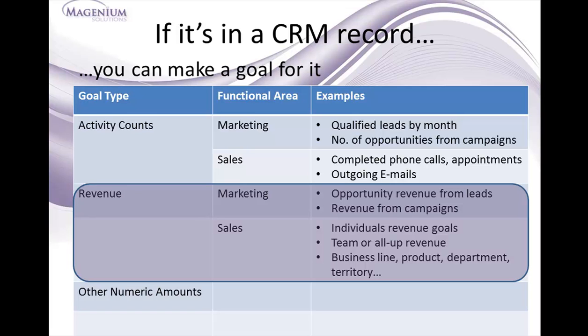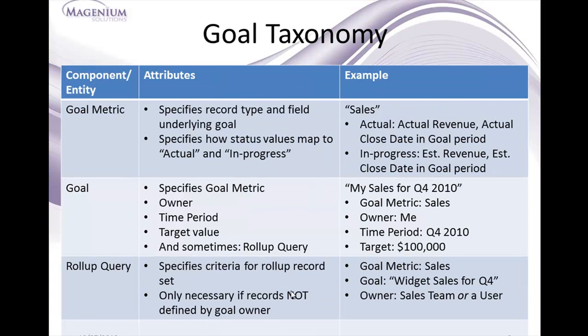So those would be examples of revenue goals specifically having to do with marketing. On the sales side, this would be the classic individual revenue goals for a sales rep, say, or how about team or all-up revenue? Business line, product, department, territory, any kind of slice of your sales data you could track with a revenue goal in the scenario that I'm going to show you here in this functional area.